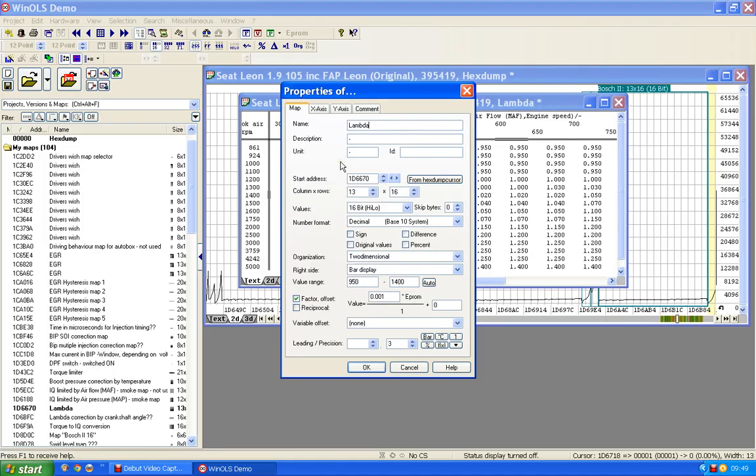Right, now this map is based on lambda calculations. In other words, these figures have been pre-prepared and pre-entered by somebody who has already tested this engine on an engine rig and then worked out all the calculations that they expect to get. So the description of the output is simply lambda, and there is a symbol, but I'm not going to worry about putting a symbol in for it. We'll just leave it like that. So we'll say OK to that.